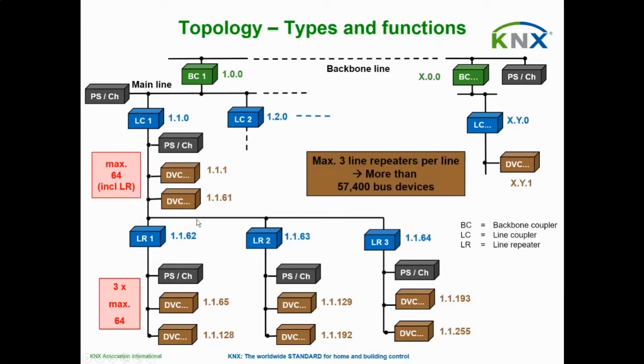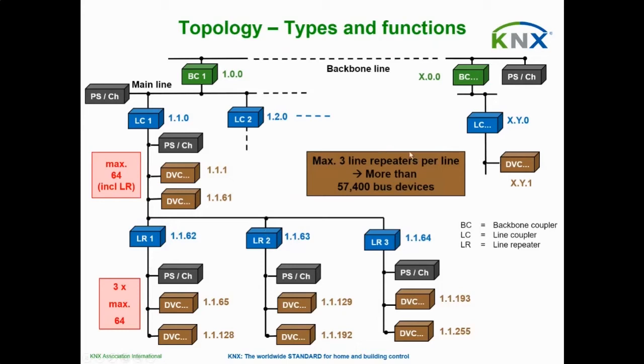Another important thing to remember is that when a line coupler is set up and used as a line coupler, it gives us two functions. We have electrical isolation and we have a filter table. When we use a line repeater in a KNX network, it doesn't have a telegram filter capacity. It just repeats all telegrams through the whole network. So there can be issues with telegram traffic in a network like this. You can do it, you can manage it, but you've got to think about it before you do this.